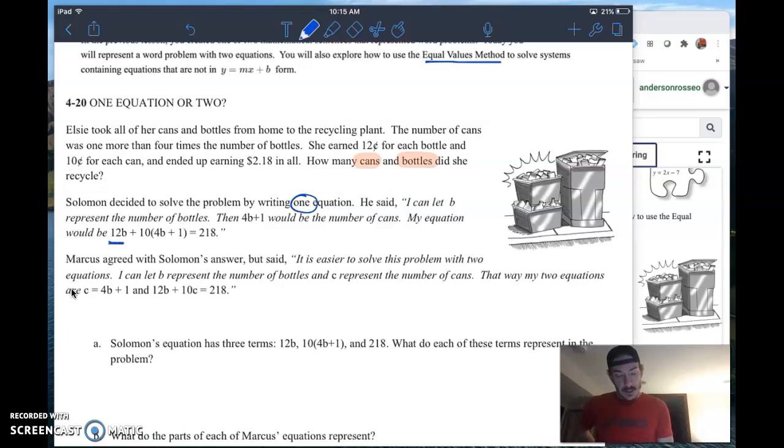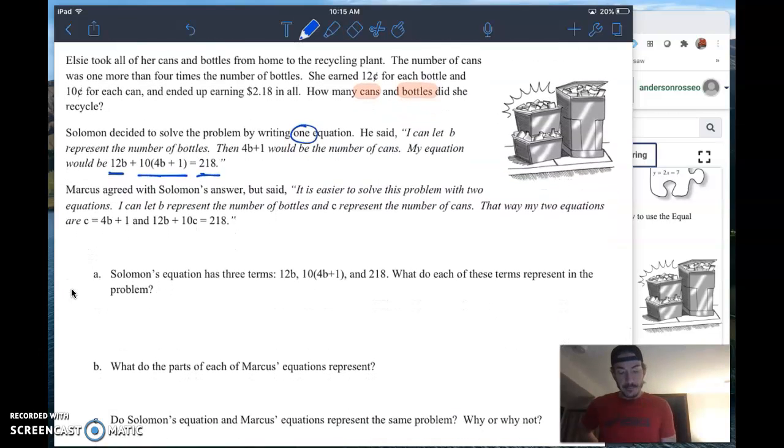Okay, check this out. 12B plus 10 times (4B plus 1) equals 218. Okay, now before I go ahead and read what Marcus said, I'm going to go down here and tackle part A with you. It says Solomon's equation has 3 terms: the 12B, the 10 times (4B plus 1), and then the 218.